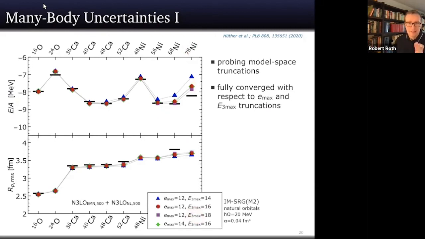So these are really nitty-gritty details which you might forget about, but this ends up in your total uncertainty budget. And that's the reason why we don't go beyond these nickel isotopes, because then this effect is not controlled, or this truncation is not converged anymore.